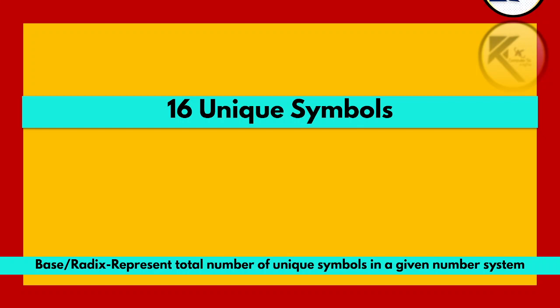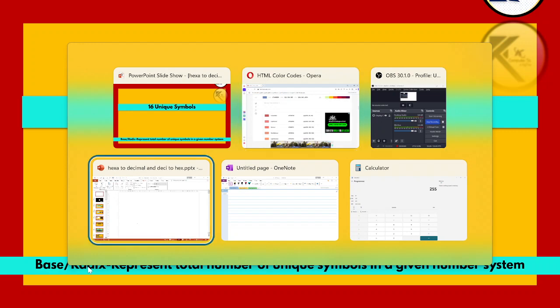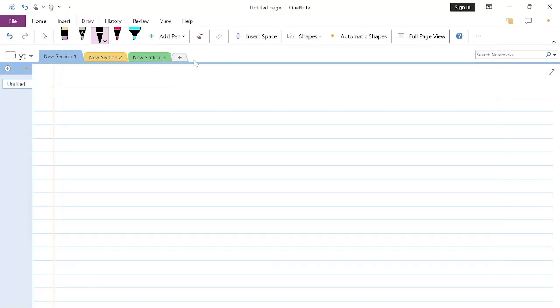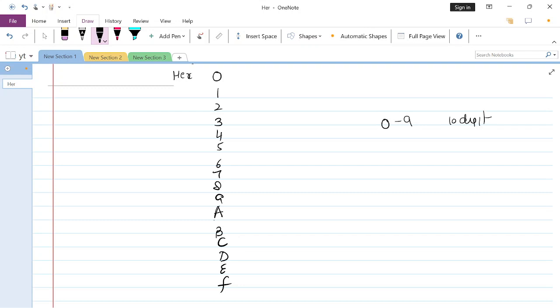So what are those symbols in hexadecimal? Well, in hexa, they start from 0 and continue up to 9. After 9, what should I go for? Because after 9, I am no longer left with any single unique digit. So for the remaining 6 symbols, English alphabet characters have been selected to maintain the uniqueness of the symbols. So there are 0 to 9, 10 digits, and then there are 6 alphabetic characters from A to F, and together they form 16 symbols.